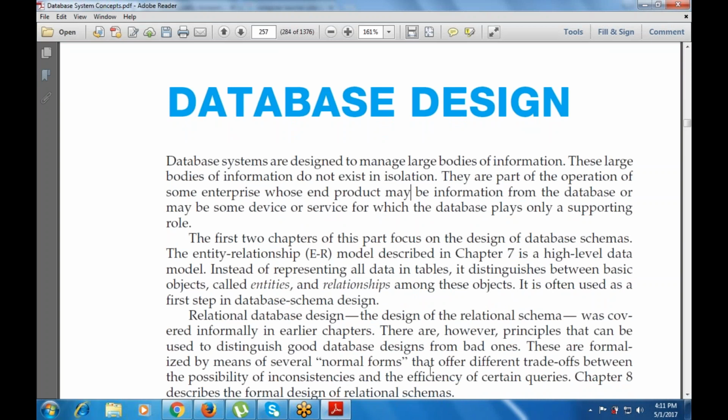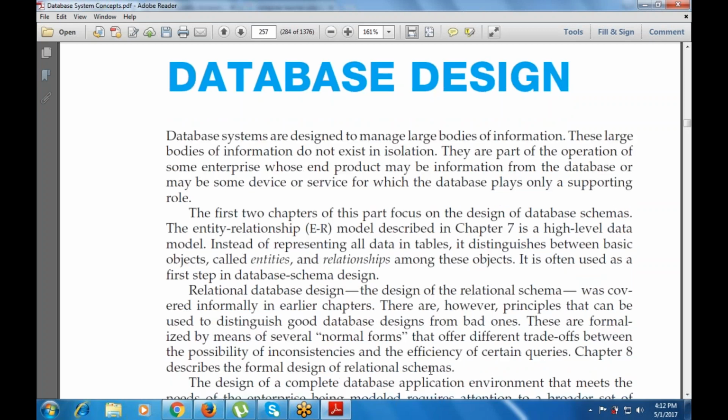Then relational database design, that is the design of the relational schema, was covered informally in earlier chapters. The main motto is to distinguish good database design from the bad one. And these are formalized by means of several normal forms that offer different trade-offs between the possibility of inconsistencies and the efficiency of certain queries.